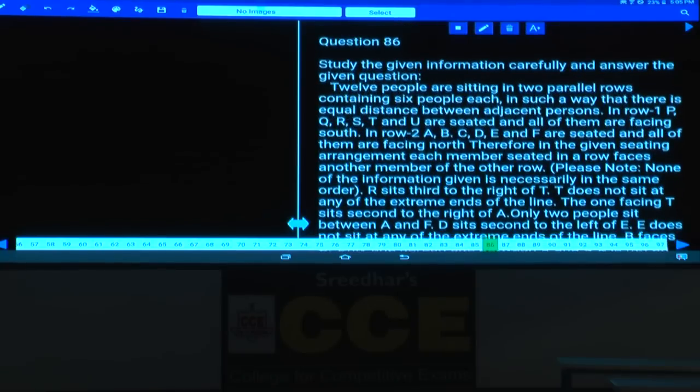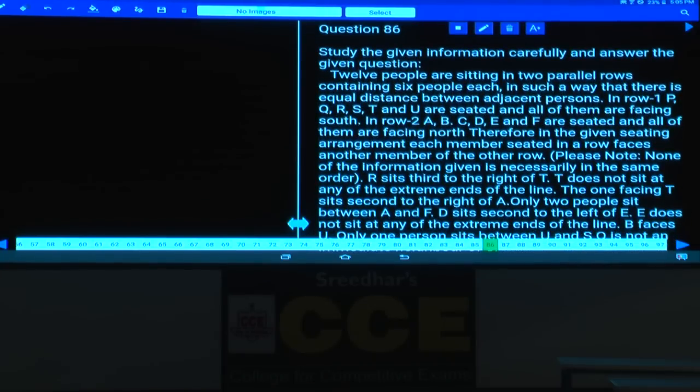Now, in this question numbers 86 to 90, what is the information here? 12 people are seated in 2 parallel rows, 6 in each of these rows. 1, 2, 3, 4, 5, 6. This is one row, and this is the second row. 1, 2, 3, 4, 5, 6.